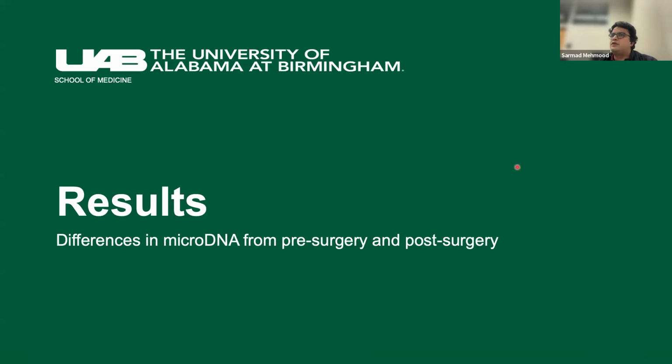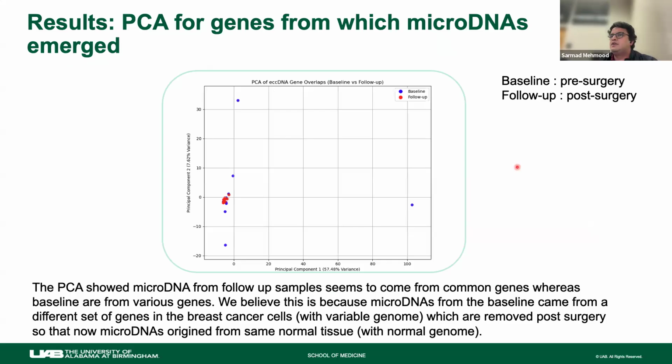Coming to the differences between pre-surgery and post-surgery, we did PCA analysis of genes for microDNAs. The PCA showed that microDNAs from follow-up samples seem to come from common genes, whereas baseline microDNAs come from various genes. We believe this is because microDNAs from the baseline came from a different set of genes in the breast cancers, which are removed post-surgery, so that now microDNAs originate from normal tissue, the normal genome.